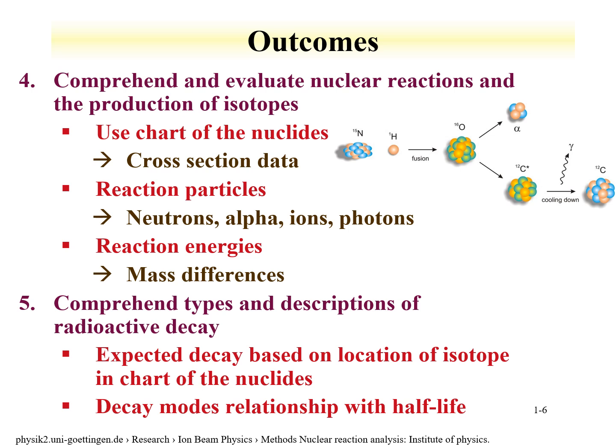The students should also be able to comprehend and evaluate nuclear reactions and how isotopes are produced. This can be obtained and understood from using the chart of the nuclides. One can evaluate certain reactions. So for instance, here's a reaction shown here of a proton and nitrogen 15 makes oxygen 16. There's an alpha particle decay that makes carbon 12. That's in an excited state. It gives off a photon. Now it makes a ground state carbon 12.